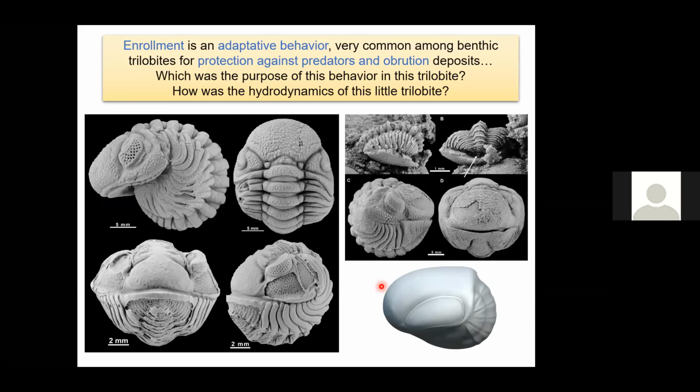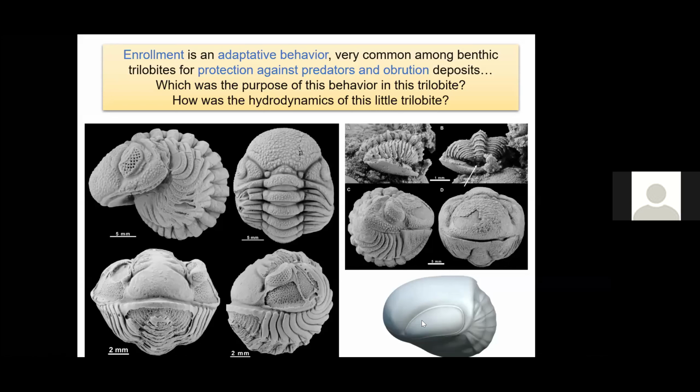On the other hand, as I began this talk, this specimen was found in the National Museum in Prague in this very nice enrolled position. Enrollment is an adaptive behavior, very common among benthic trilobites. Why benthic trilobites? Well, for protection against predators and against Bruton deposits, against storms and things like that. But this is the question: what was the purpose of this behavior in a pelagic trilobite? How was the hydrodynamics of this trilobite? How did it work within the water column? These are the questions that we want to address and answer in this talk.